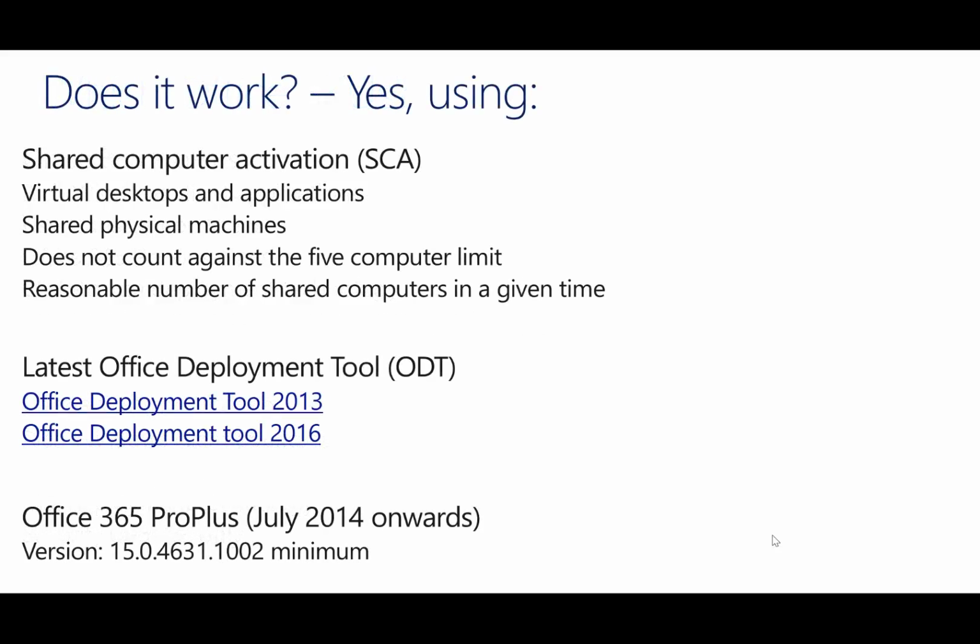As we start taking a look, the change that they've made is that it now has support for shared computer activation. This means that we can support things like virtual desktops and applications, and shared physical computers. It's also important to note that it doesn't count against the 5 computers that your Office 365 Pro Plus installation does count against. Now in order to deploy this, you've got 2 different deployment tools depending on whether you're deploying an Office 2013 based version of Office or a 2016 based version of Office. So you just install the appropriate ODT.